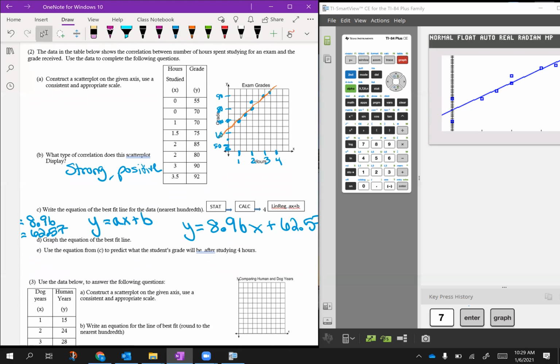Use the equation from part C to predict what the student's grade will be after 4 hours of studying. So studying hours is my input, so that means x equals 4. They want to know what y equals. So y equals 8.96 times 4 plus 62.57. Solving for that, type it into your calculator. We're going to round to the nearest whole number because your grades are not usually decimals, and you should get a 98.